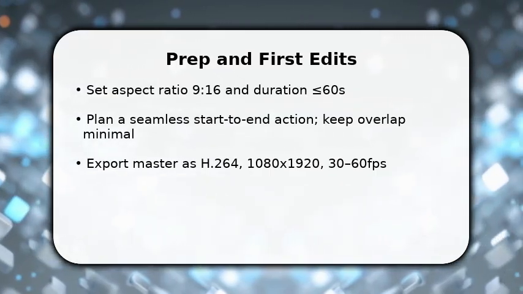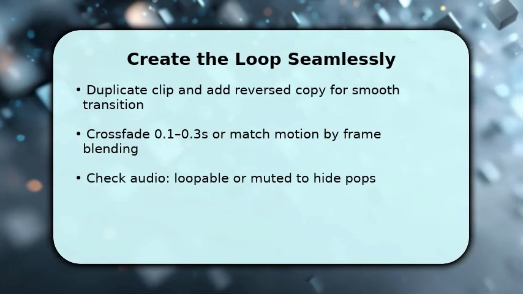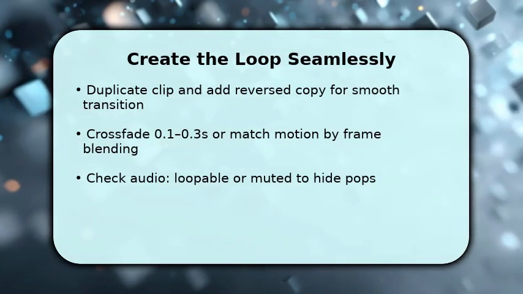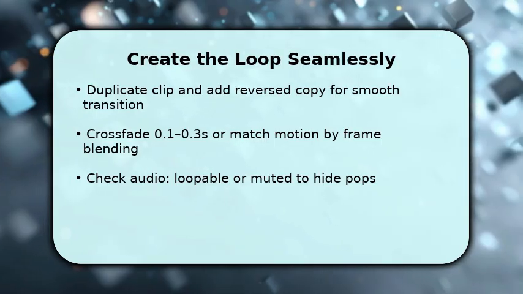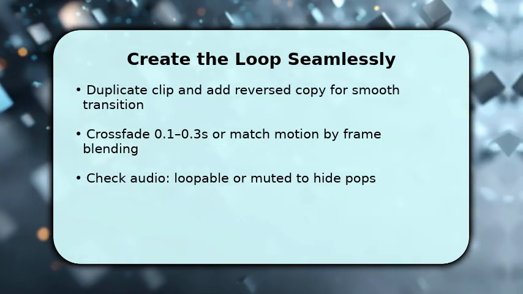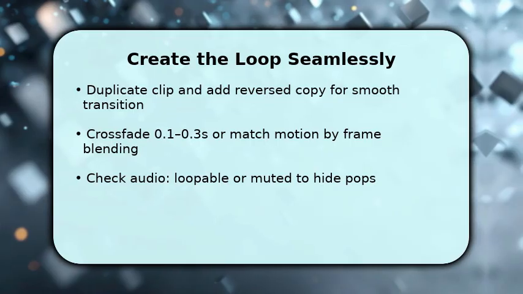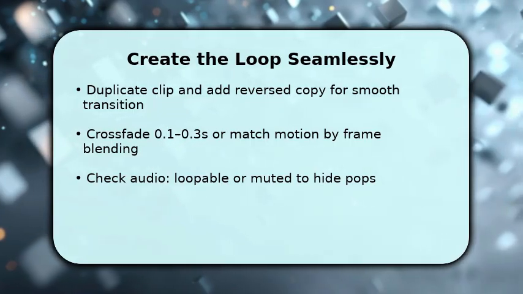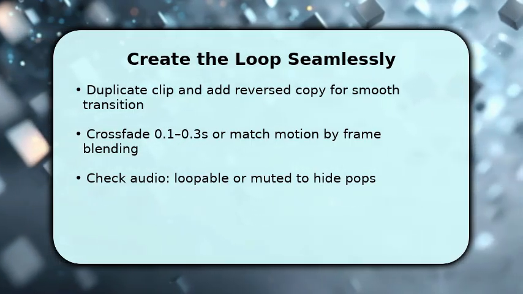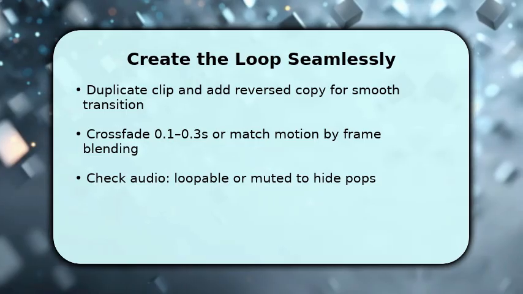Small framing fixes now build the actual loop inside your editor. Duplicate the clip, place a reversed copy after it, and align the frames so motion continues logically. Use a tiny crossfade of 1 to 3 frames or frame blending to hide the cut. This prevents jerkiness when the video returns to the start.